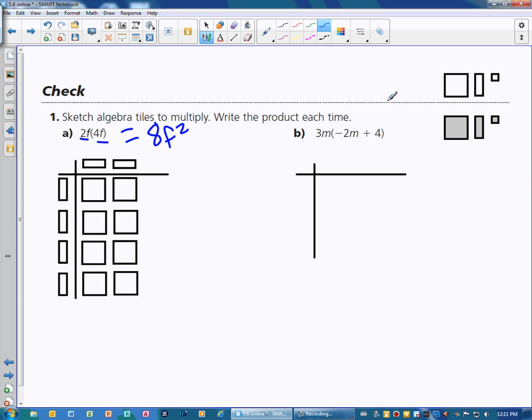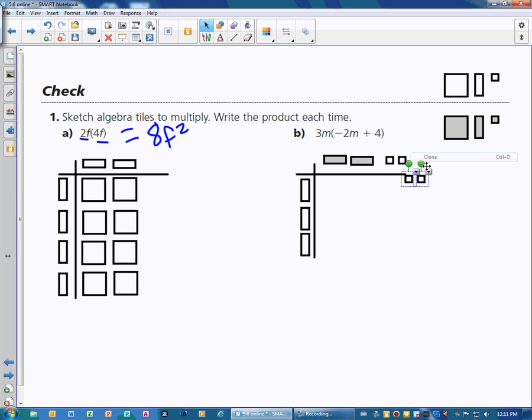Okay, second one, 3m. I'll go here this time. 3 of these, 3m times negative 2m plus 4. Okay, negative, so I have to have this one, and I have to turn it because I'm up top. Negative 2m, but plus 4, so they're positive. Okay. So I've got my 3m here, I've got my negative 2m plus 4. Now just match up the lengths.